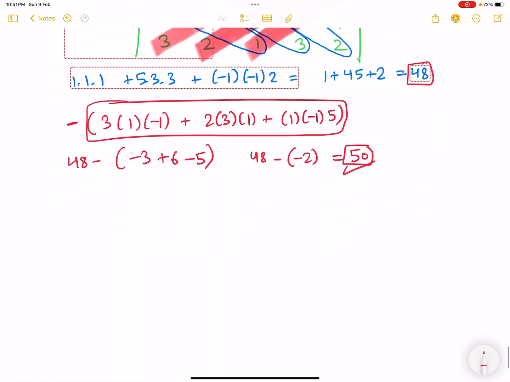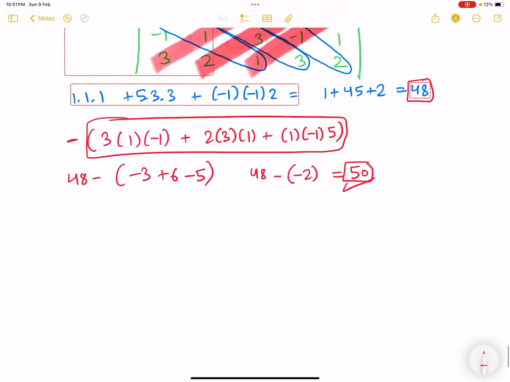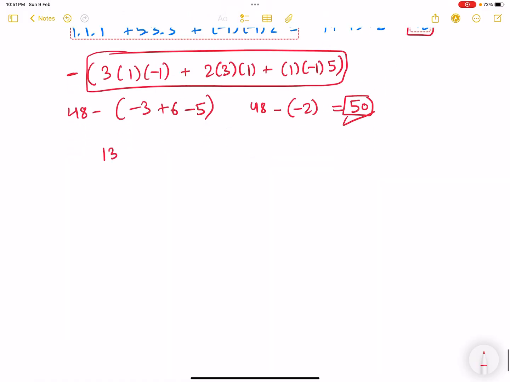So that's it. And 13.3 is not part of your course, so we won't do this. We'll directly move to 13.4. So I'll be covering this in the next video.